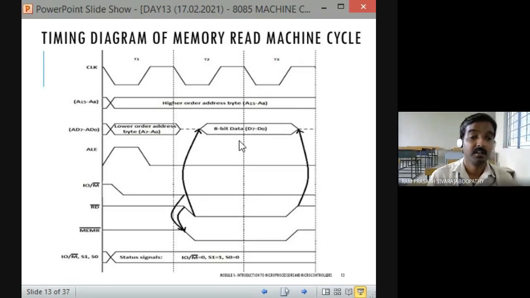Next, we will go with memory write cycle. I'm going to give a seminar for some of you people. So memory write cycle நான் நடத்த போறதில்லை. Memory read cycle I have handled.